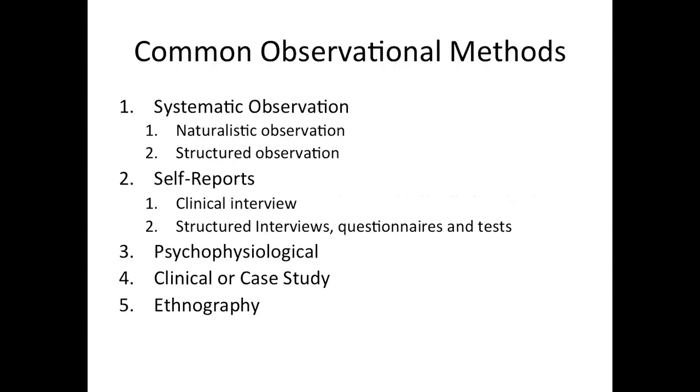Okay, so the first model of research that we're going to talk about are observational strategies. Observational strategies come in many forms. We talk about the idea of naturalistic and systematic, also known as structured, observations. We talk about self-reports, and self-reports can be in a clinical interview, a structured interview. Self-report can be a survey that you administer. We talk about psychophysiological methods. We talk about case studies, and we'll talk about ethnographies.